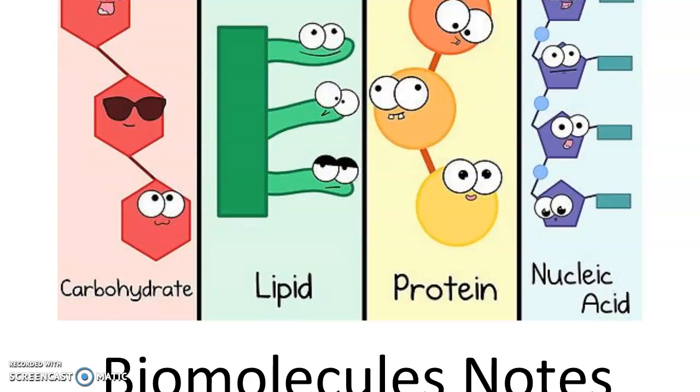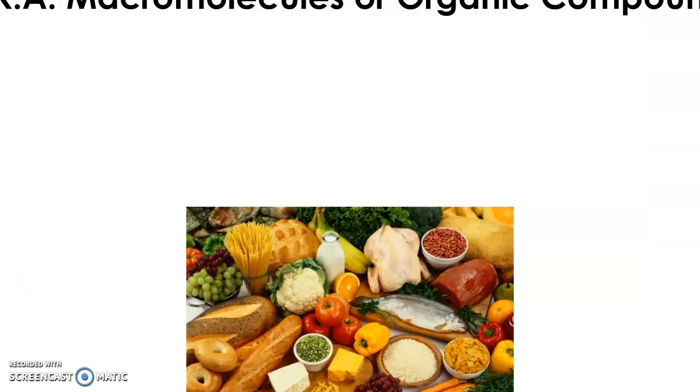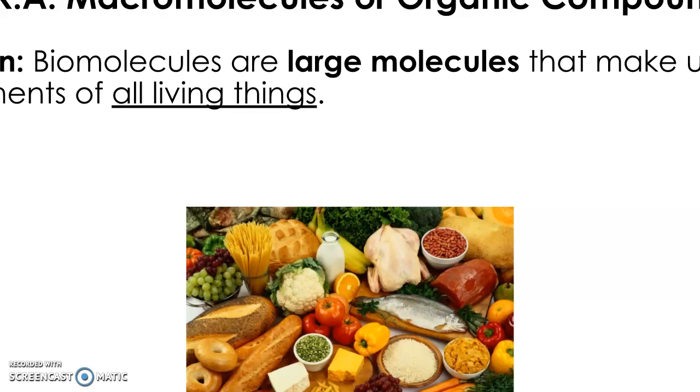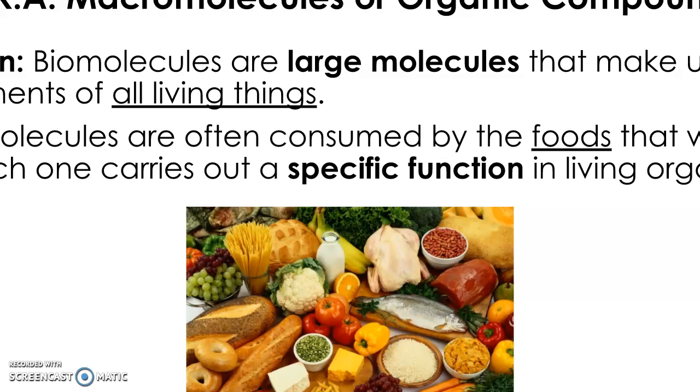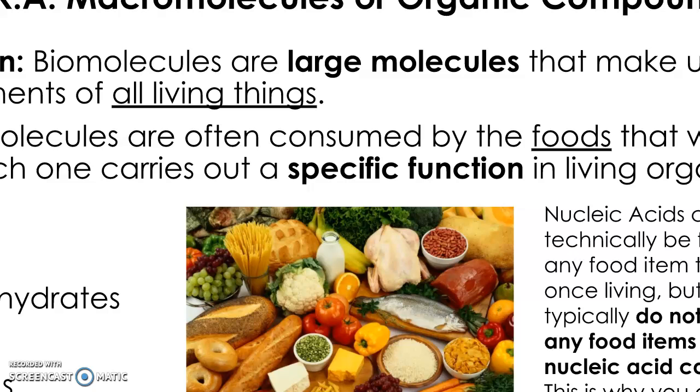So we're going to look at biomolecules. This is our next unit. We're going to look at carbohydrates, lipids, proteins, and nucleic acids. So if you look at biomolecules, these are going to be large molecules that make up the components of all living things. So they're going to have a specific function in the foods that we eat. So 4 types: carbohydrates, lipids, proteins, and nucleic acids.